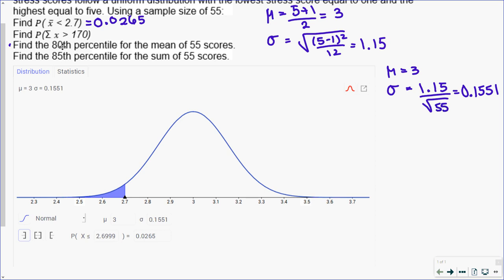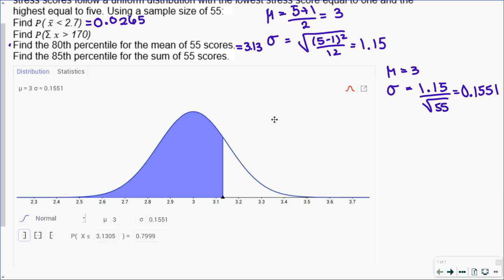This third question also goes along with what we did in the first, except we're going backwards this time. They want us to find the 80th percentile. So to go backwards, we type the 80% here, which is 0.8, and the corresponding x value would be at 3.13. So the 80th percentile would be at 3.13.